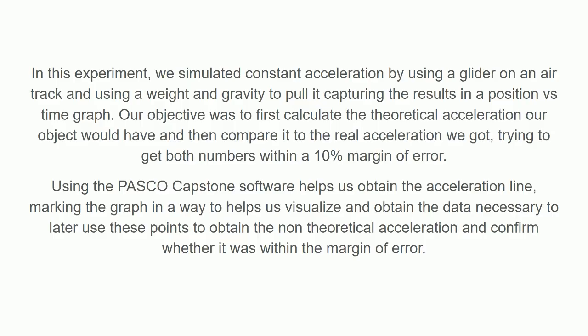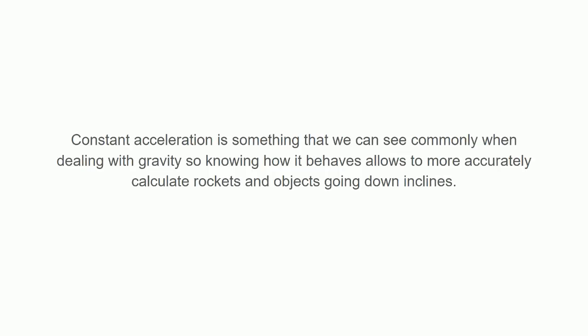To do this, we need a few materials, but before we get to the materials, we need to talk about the relevance. Why is knowing constant acceleration important? Constant acceleration is something we see daily because of gravity. Gravity is 9.81 meters per second squared, and it behaves pretty consistently, which is why it's called a constant. If we know how to handle constant acceleration, it can help us calculate trajectories for rockets or going down inclines, which can help us make stuff easier.